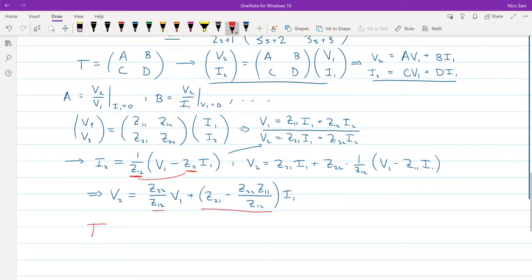So if I would write that then, I would write my transmission matrix as 1 over Z12, and then this would be negative Z11 over Z12, Z22 over Z12, and then finally, Z21 minus Z22 Z11 over Z12. I'm going to write that a little bigger. Z22 Z11 over Z12. And those are my coefficients.